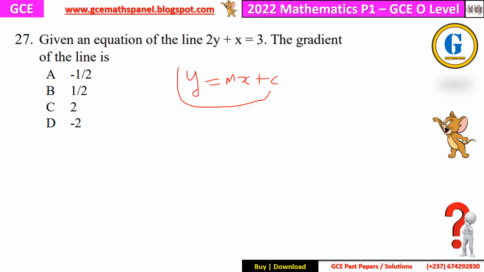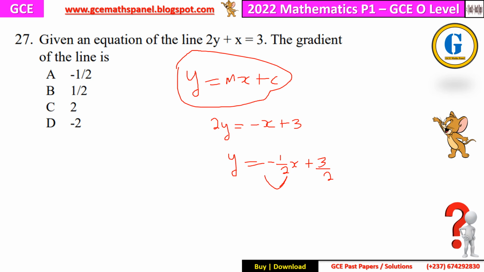So from here, we start as follows. 2y is equal to negative x plus 3. We carry x to the right-hand side, right? But we are not looking for 2y, we are looking for 1y. So we divide both sides by 2. We'll have y equal to negative a half x plus 3 on 2. So from here we can see our gradient now. This is our gradient here, negative a half.